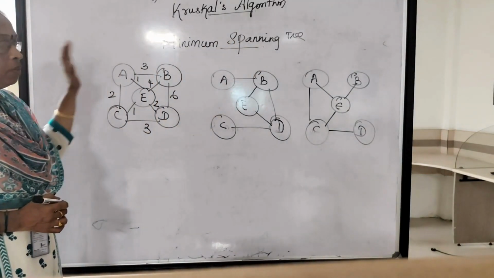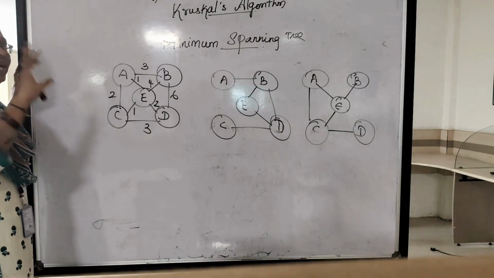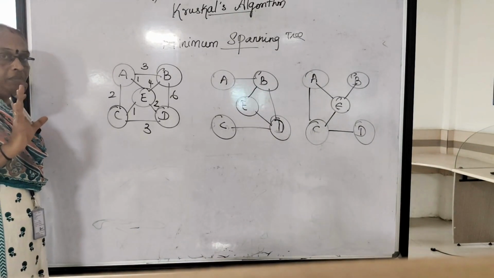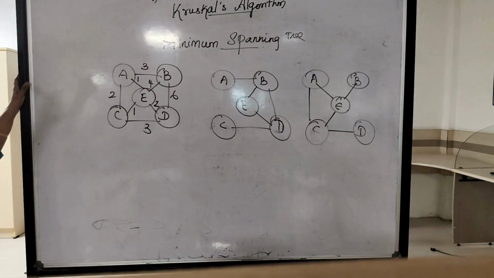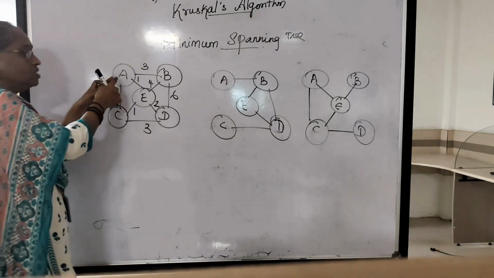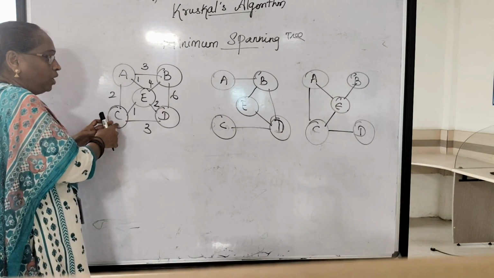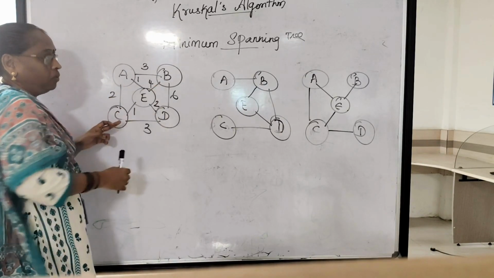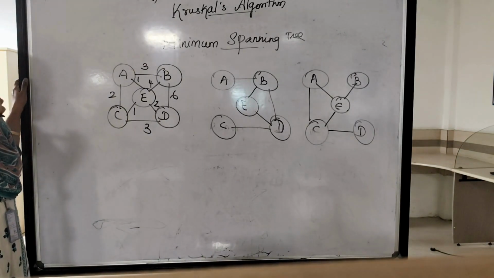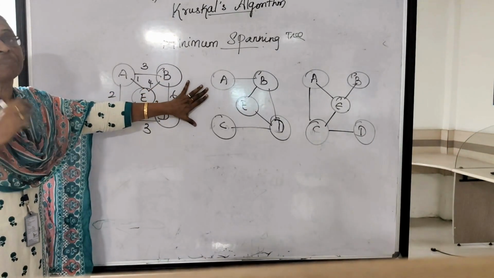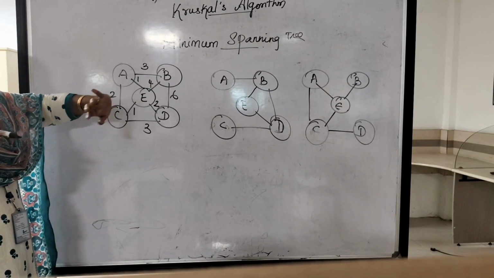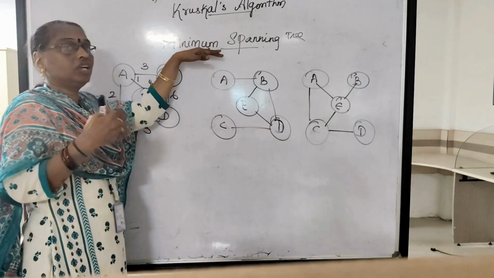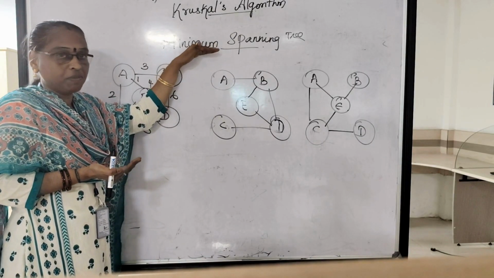It has its own applications. For example, if I want to do wiring for my building or a room, I need to use wires to connect all the electrical points. So I can consider each vertex as an electrical point, and the edges can be the wires. The least cost spanning tree will give me the least cost of wiring for the building or any particular room. So that is one application. We have many applications for the minimum spanning tree.